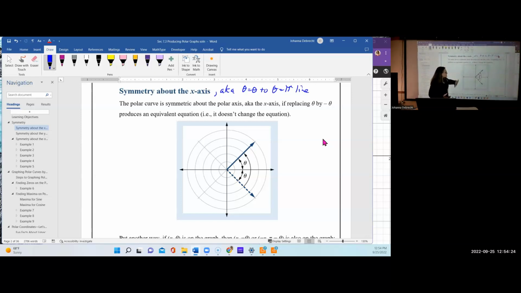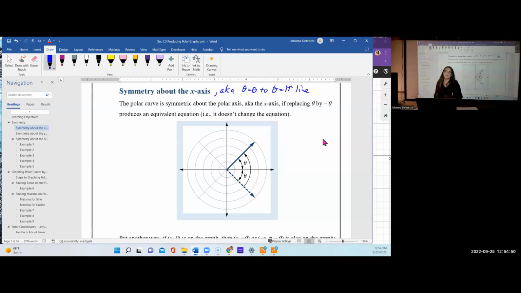If it is symmetric across that, then it turns out that if we have an angle of theta, and then we take another angle, which is actually negative theta, but has the reference angle of theta, this is what creates that symmetry across the x-axis. So we can test for symmetry across the x-axis by replacing theta with negative theta.